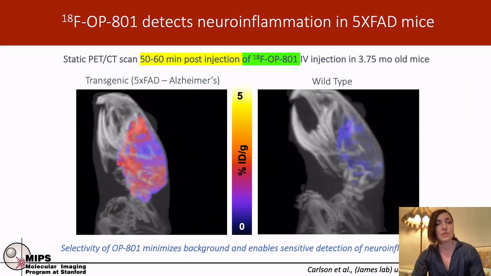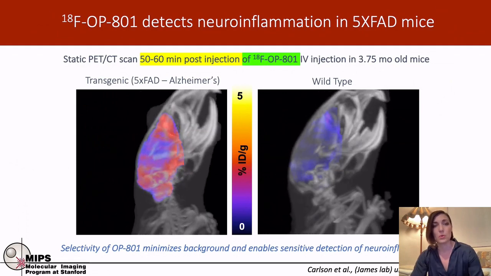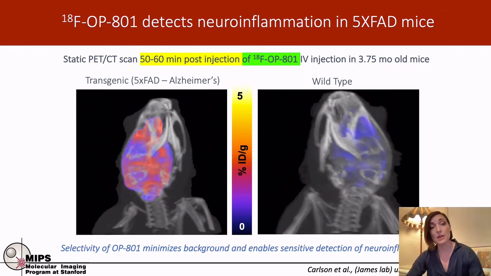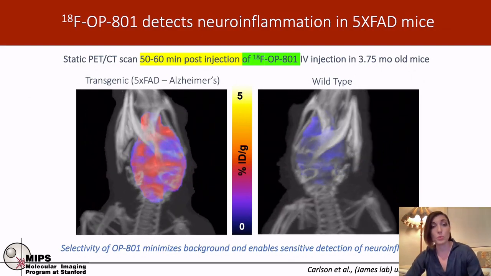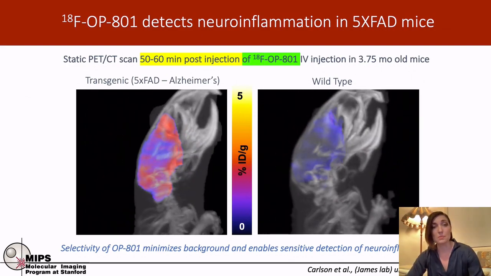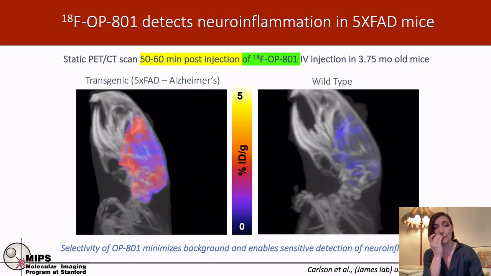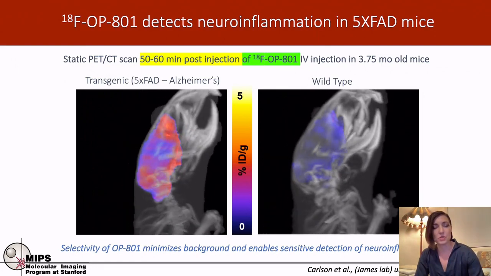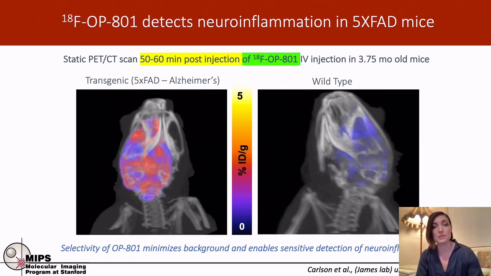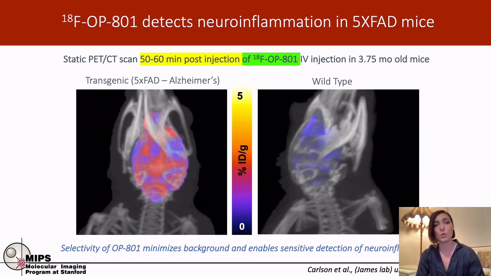And then after using that very simple model, we went to a little bit more of a sophisticated model using a 5xFAD mouse, a mouse model of Alzheimer's disease. And we wanted to image very early on. So these mice are 3.75 months old. This is at a point where there are certainly some plaques and inflammation, but really it's only starting at around 2 to 3 months that those plaques begin to form and the inflammation. So quite an early stage.